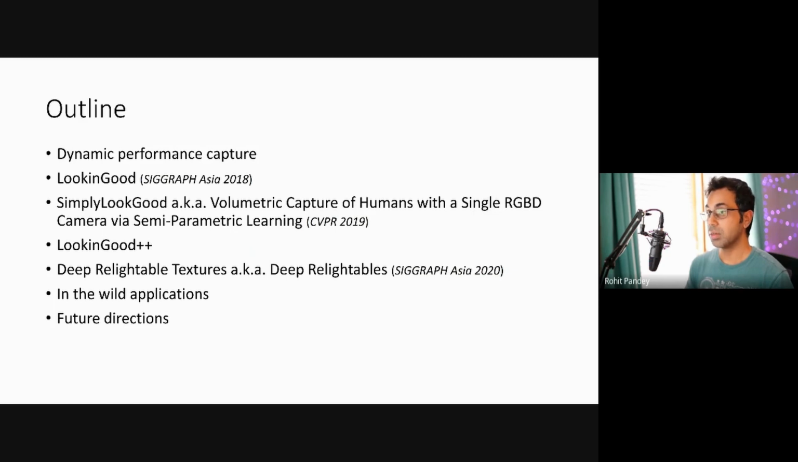Then I'll quickly go into some of our previous work with Looking Good that was presented at SIGGRAPH Asia 2018, Simply Looking Good, also known as volumetric captures of humans with a single RGBD camera by semi-parametric learning. And then I'll get into some extensions like Looking Good++, and finally focus mostly on deep relightable textures, also known as deep relightables, which was presented at SIGGRAPH Asia 2020. Finally, I'll get into some in-the-wild applications and future directions for work like this.